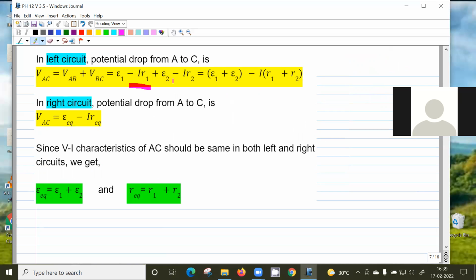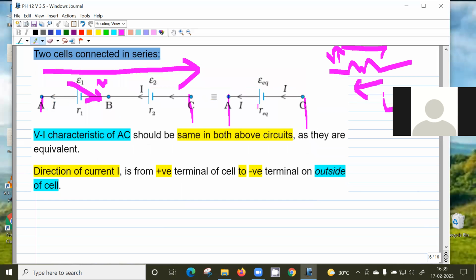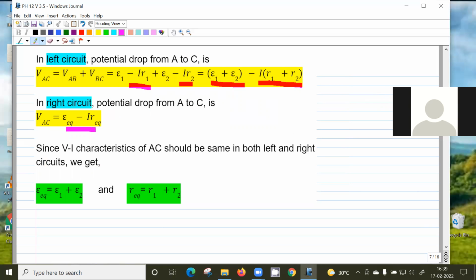Actually, it's simply E2 minus IR2. So this I can write as E1 plus E2 minus I into R1 plus R2. So in the equivalent circuit, the drop from A to C is E equivalent minus I into R equivalent. So comparing these two equations, I can say E equivalent equals E1 plus E2 and R equivalent equals R1 plus R2.